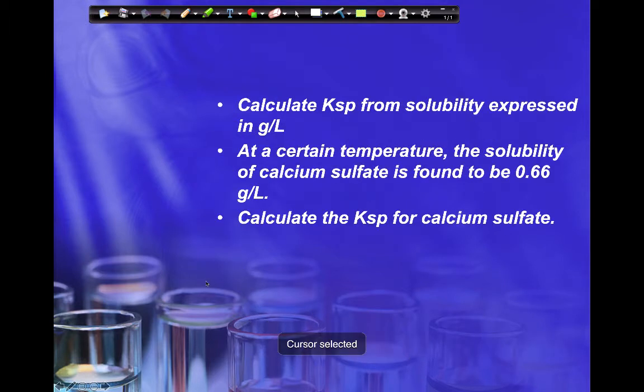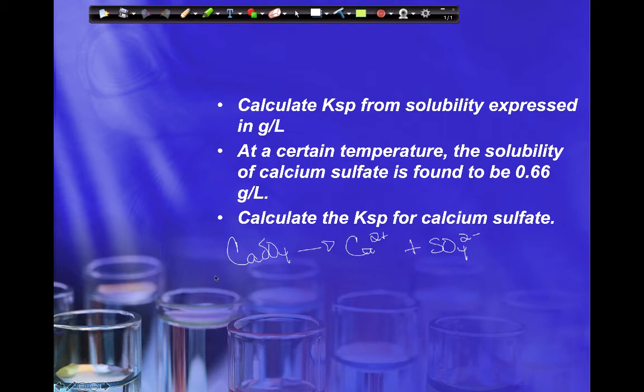All right, so let's calculate the KSP from solubility expressed in grams per liter. So at a certain temperature, the solubility of calcium sulfate is found to be 0.66 grams per liter. Calculate KSP. So we are looking for KSP of calcium sulfate. So when calcium sulfate dissolves, it makes the calcium ion. It also makes a sulfate ion.